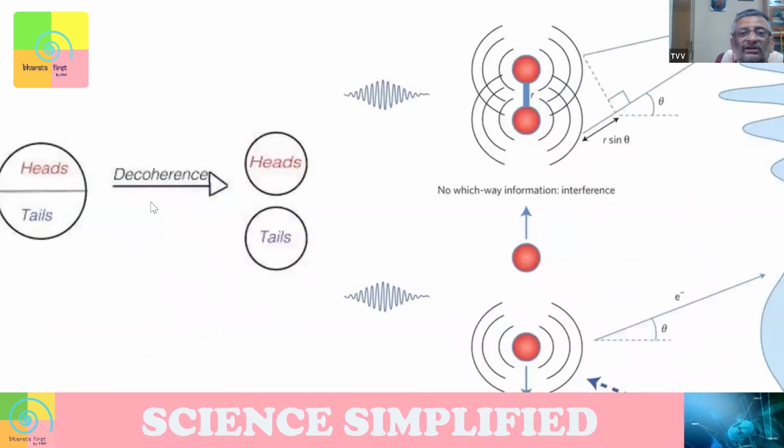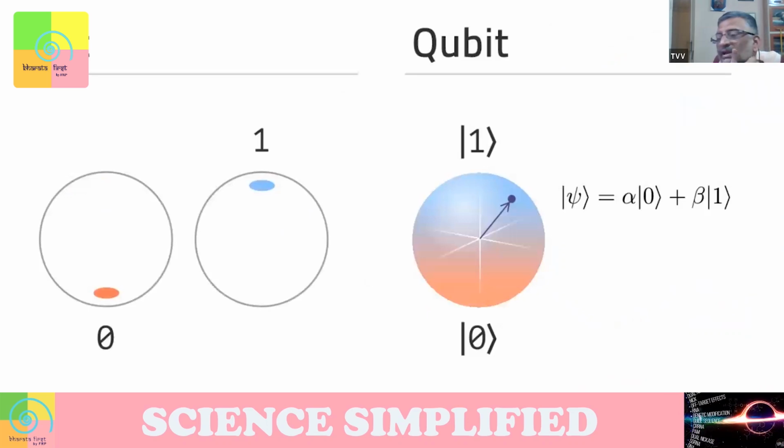There is also something called decoherence. When something is in a superposition and you observe it, it becomes either heads or tails. For example, if I throw a coin, the coin is spinning in the air. As long as it is spinning, you don't know the result, so it can be either head or tail. It is in a superposition. But the moment it falls and you observe that it is head, it decoheres. It becomes either head or tail. It resolves into one. So these are some quantum mechanical ideas.